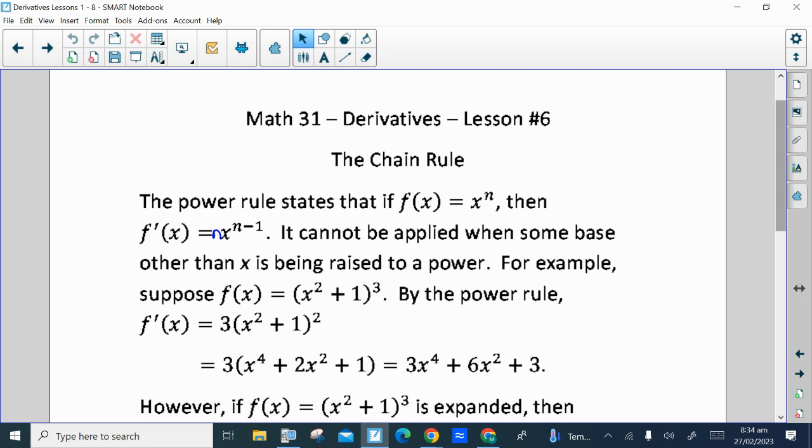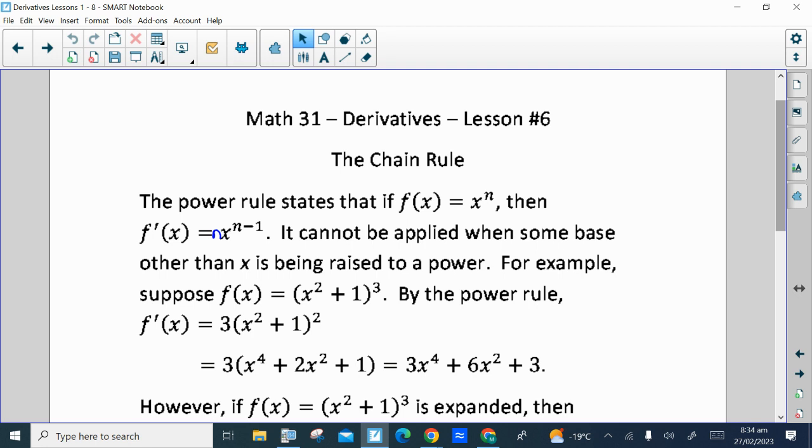So the power rule says that if f at x equals x to the n, then f prime x, remember that's one notation for derivative, can be found by taking the exponent, bringing it in front as a coefficient, and then the power decreases by 1. But it cannot be applied when some base other than x is being raised to a power.